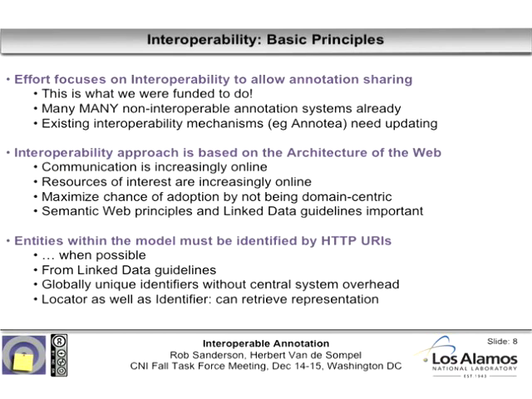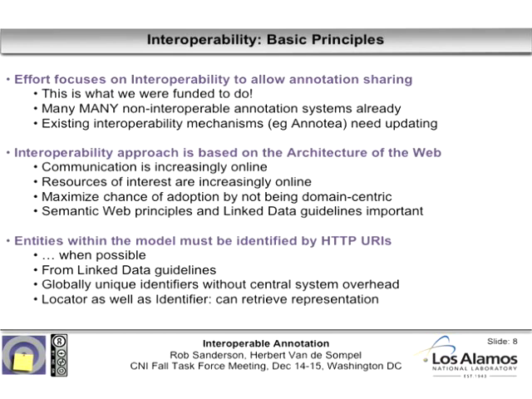And finally, from the linked data guidelines, we recognize that entities within the model must be identified by HTTP URIs, and that's not a capital must, so the first bullet point, when possible. And we also see that there are cases when you couldn't assign an HTTP URI, as desirable as that may be. The advantages of doing so, however, are pretty drastic.